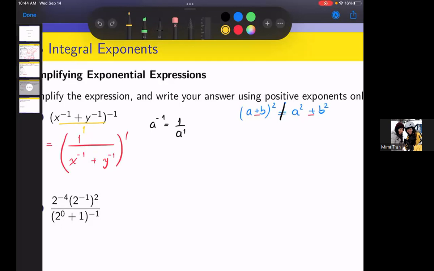Next, I'm going to take care of the negative 1 inside the parentheses. Erase that. So keep the numerator. For the denominator, x to the negative 1, you can rewrite it as 1 over x, right? Same thing with y to the negative 1, 1 over y. And then to the first power, but we don't really write those. Complex fractions, you guys remember? Complex fraction.